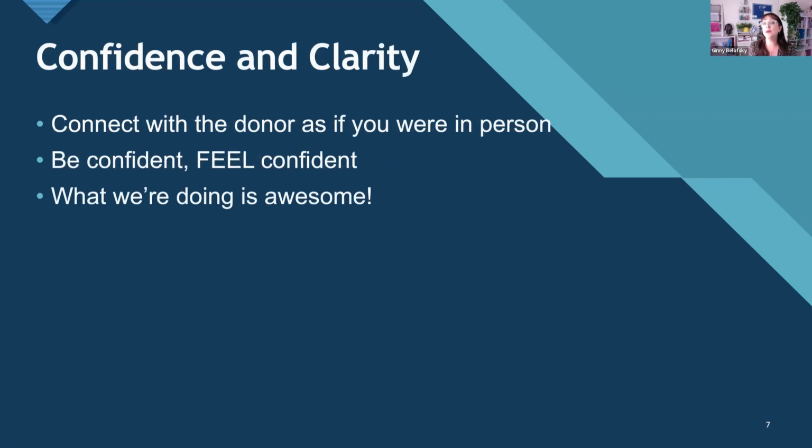Confidence and clarity. Connect with the donor as if you were in person. You wouldn't talk to somebody in person and say, hi, how are you, in a monotone. You would have inflection: hi, how are you? And smile. Be confident, feel confident, because what you're doing is awesome. What we're doing is awesome.